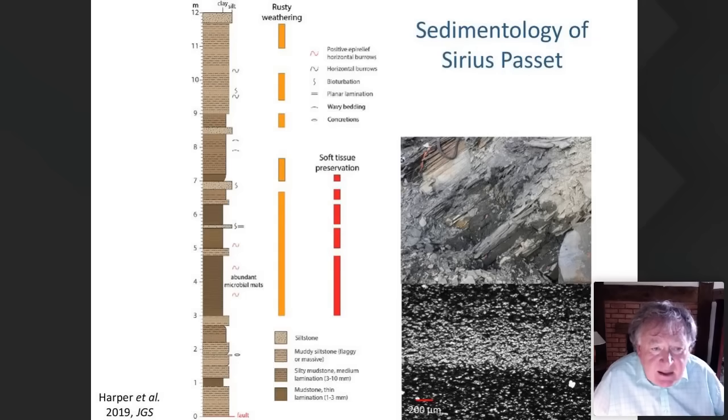You'll see that in the label, I've mentioned that there are abundant microbial mats, and that's a key feature of the locality. In red, we've got the horizons from which soft tissues are recovered. And in yellow, we've got where these rusty sediments are, these yellow powders. And on the extreme right, we've got what the sediment looks like, as we've just seen. But then at the bottom right, a thin section through one of these individual mudstone layers.